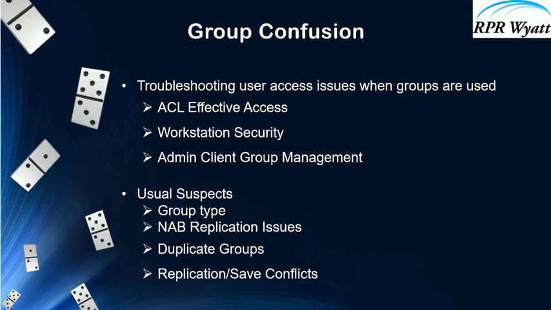And my response back is, actually, groups work really well. If groups aren't working, it's a symptom of an underlying issue somewhere. And so the question becomes, how do we go about troubleshooting and figuring out where the issue is? There are a couple of places in both the Notes client and the administration client that allow you to see how groups are actually working in the environment.